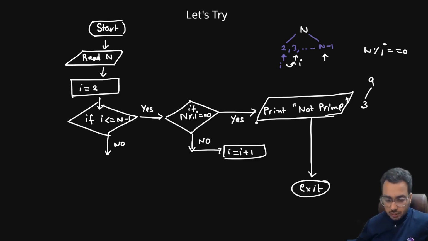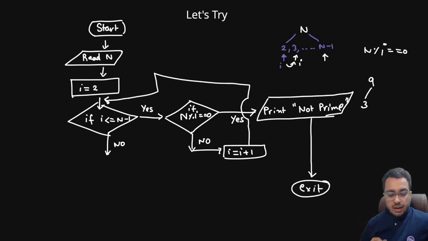And now what we are going to do? We are again going to connect back here. So again we will go to the next I. We will check if that I is less than equal to n minus 1. If it is yes, if it is divisible, print not prime. Otherwise we increment I and we again do the same thing again.